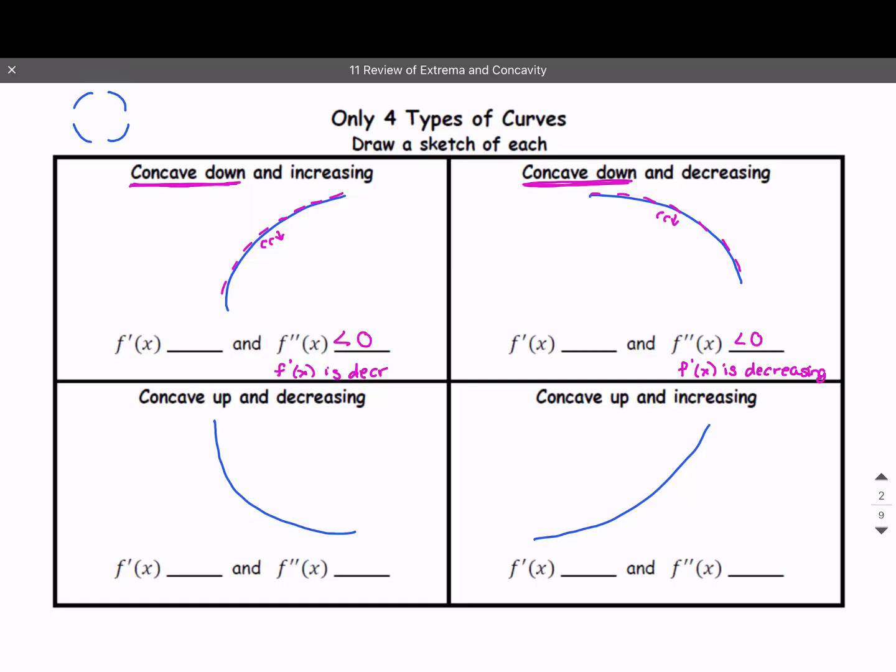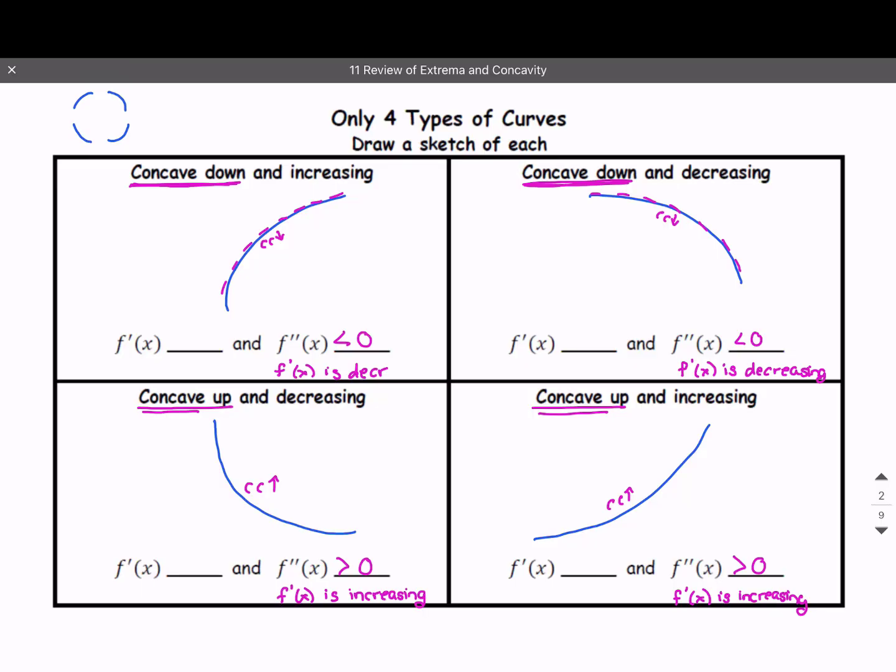Let's look at the third type. Now we're looking at a graph that is concave up. If we're concave up, our second derivative is positive, and our first derivative is increasing. And here, again, concave up, our second derivative is positive, our first derivative is increasing.